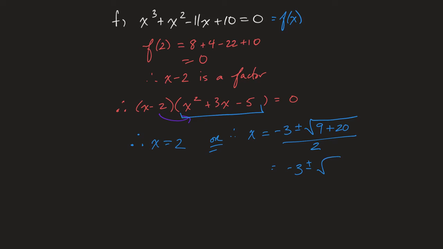Just use your quadratic formula. We get down and we see that root 29 is not going to reduce, and therefore the whole expression will not reduce. And there are your 3 solutions.